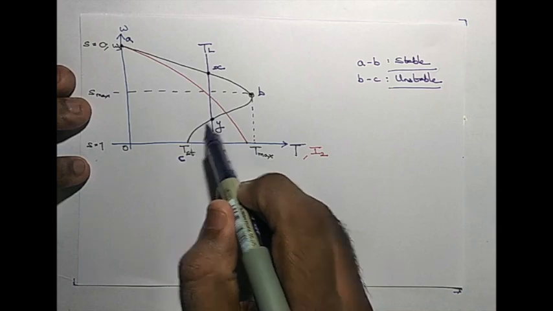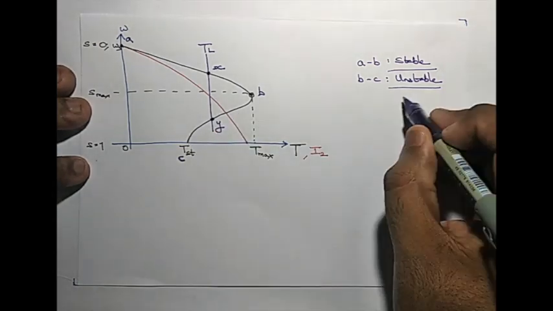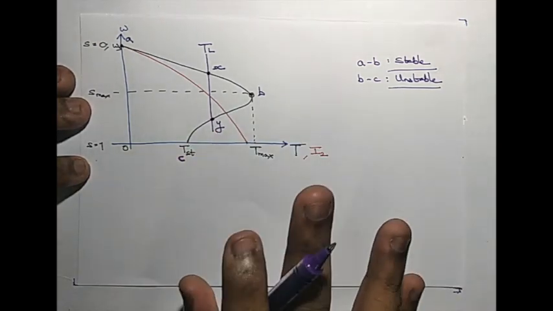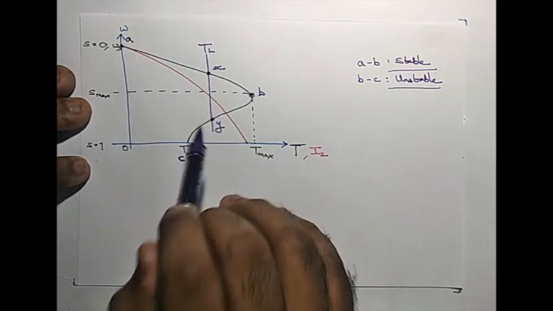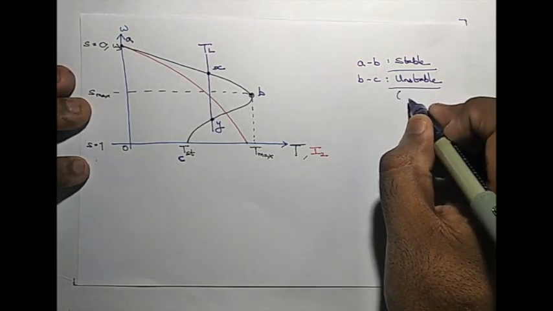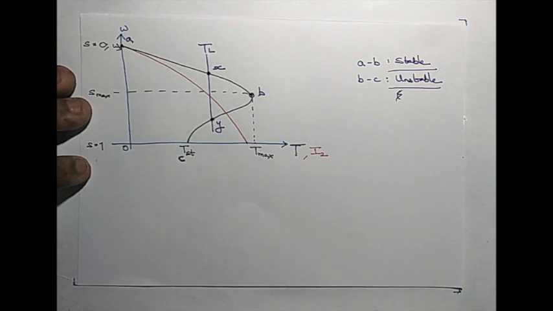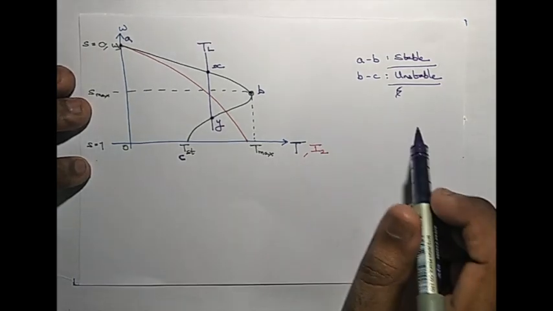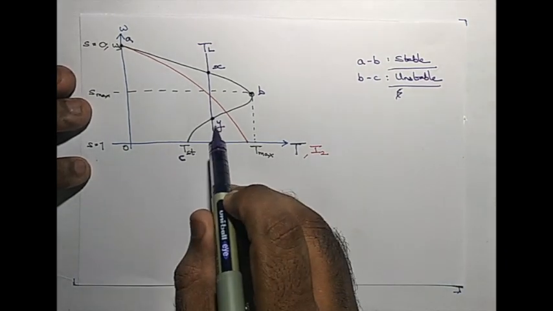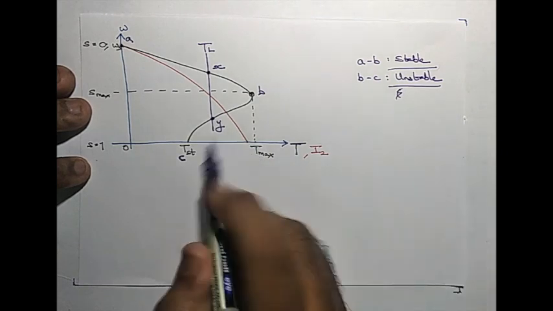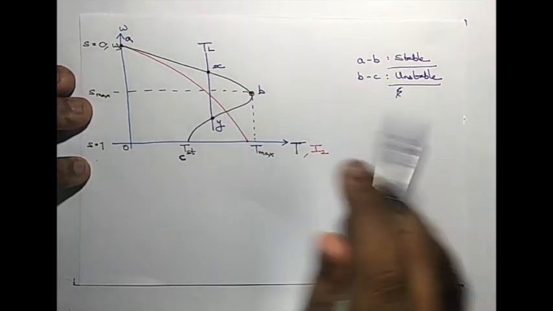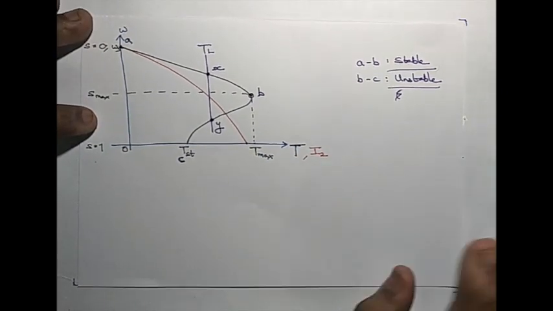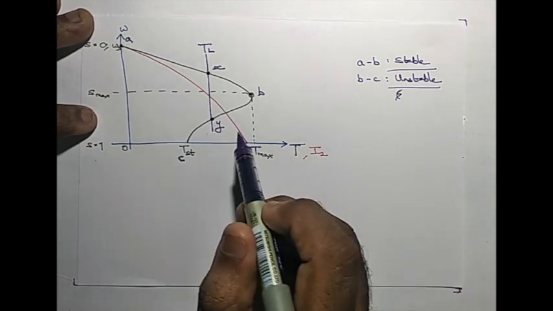Though I say this is unstable, this is stable for certain kinds of loads. For a constant torque load, this is unstable, but for other loads it is stable. Anyway, I am not going into the details of that. You please refer to a good machines book to see that. For fans, pumps, compressors, that kind of load, even this portion is stable. So let's not go deep into that.